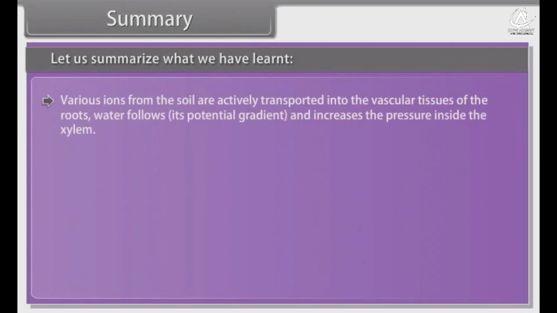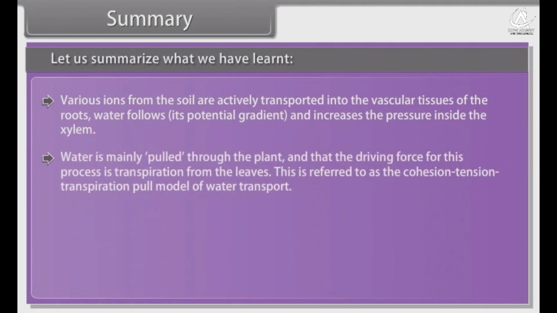Various ions from the soil are actively transported into the vascular tissues of the roots. Water follows its potential gradient and increases the pressure inside the xylem. Water is mainly pulled through the plant, and the driving force for this process is transpiration from the leaves. This is referred to as the cohesion-tension transpiration pull model of water transport.